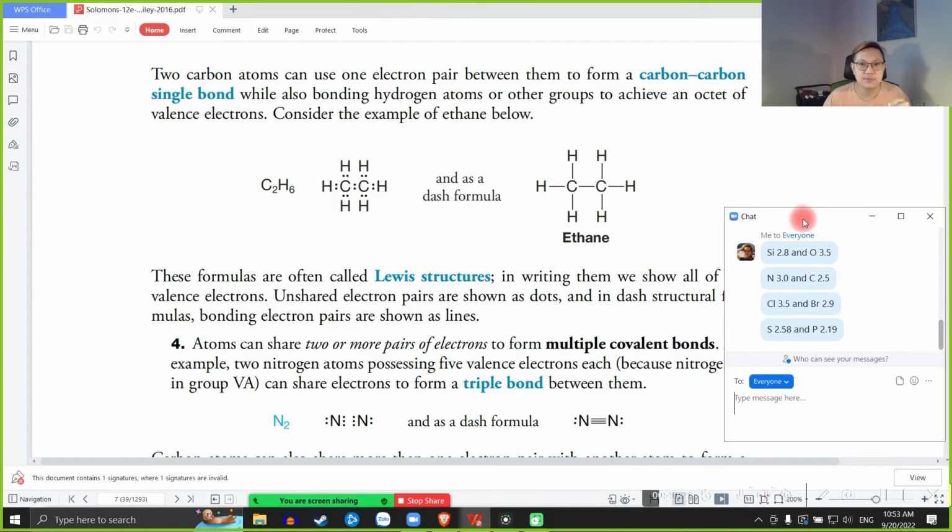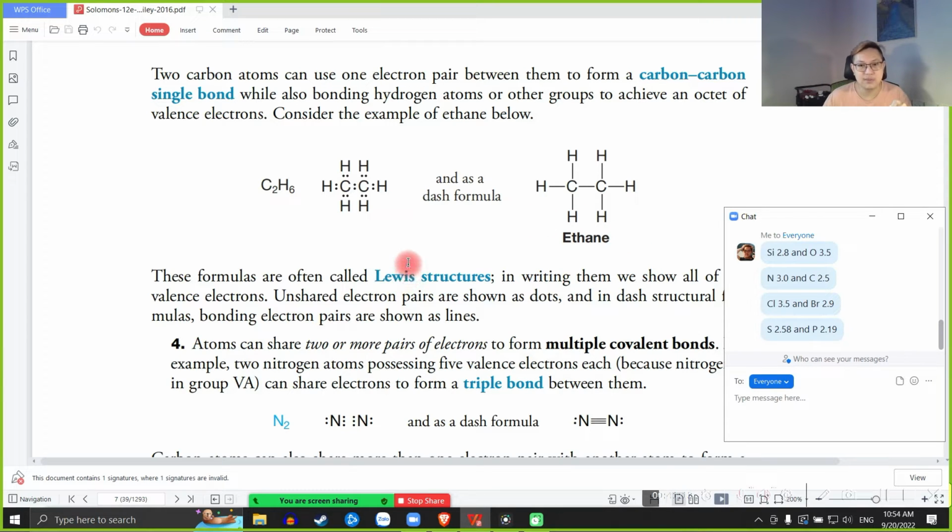Two carbon atoms can use... Between two carbon atoms, you can also form a carbon-carbon single bond like this. Look at this case. The carbon on the left has 8 already, isn't it? The carbon on the right also has 8 electrons, so they are both stable, considering the octet rule. The hydrogens all have 2, which is enough. So we have something like this, C2H6 exists. But you can write it like this, with dashes.